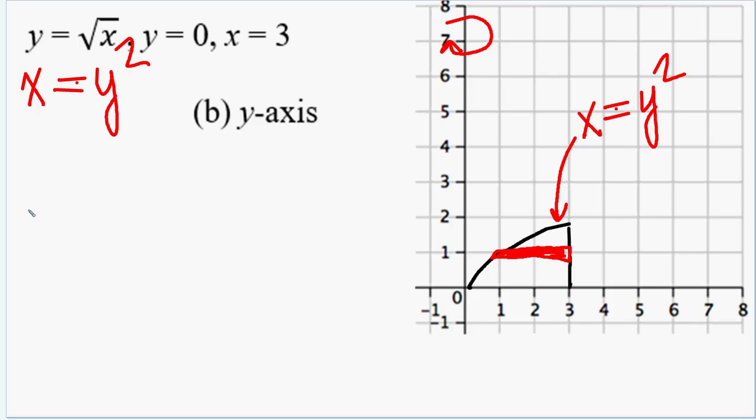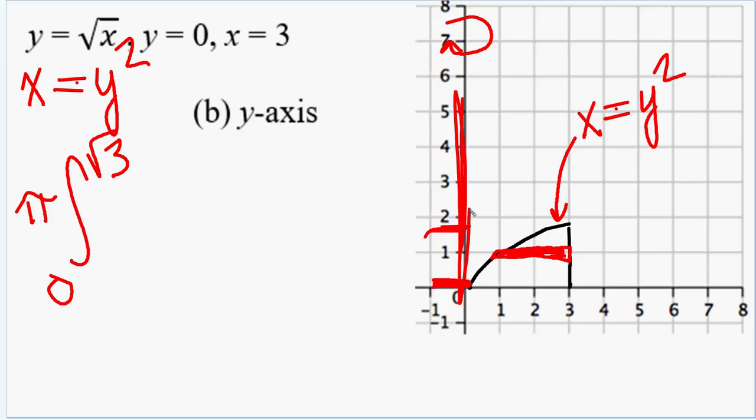So let's do our setup. We've got our pi out front. Our numbers are going to come from the y-axis. We're going to go from y is 0 to the square root of 3. 0 to root 3. Now, is this disk or washer method? Our axis of rotation is the y-axis. The bottom of our rectangle is only going to touch the axis of rotation at the origin. Other than that, there is a gap between the bottom of our rectangle and our axis of rotation. So this is going to be washer method.